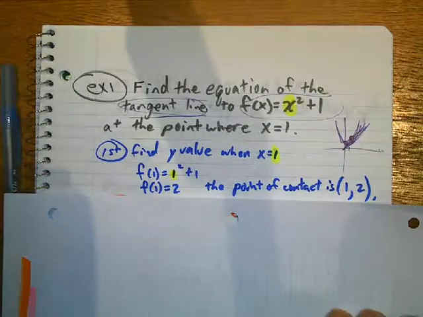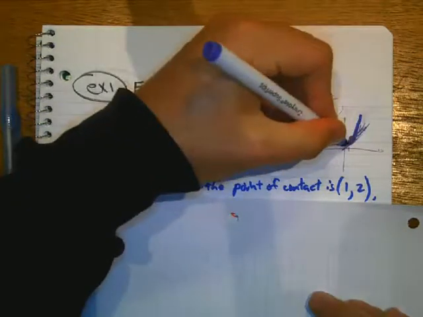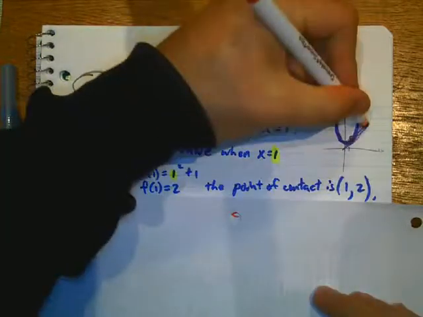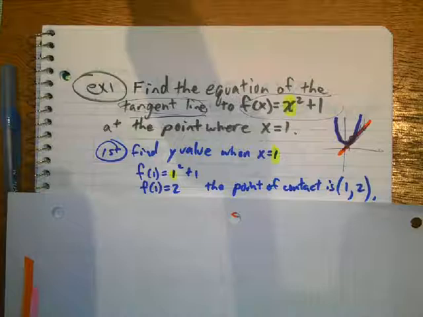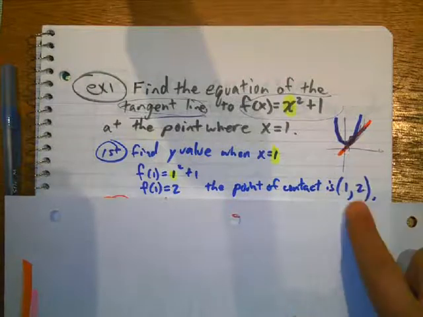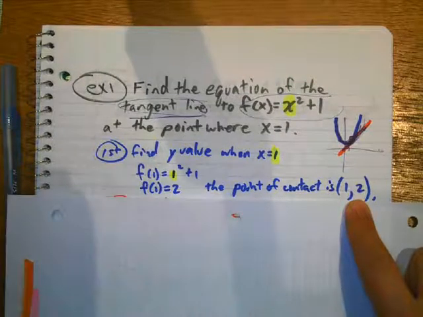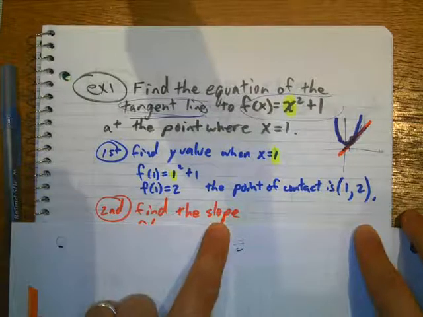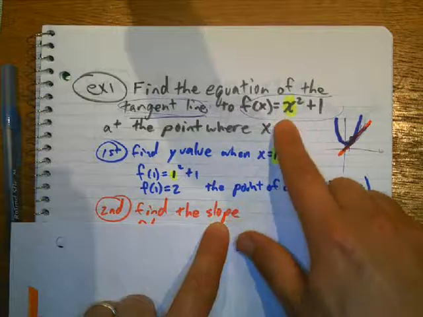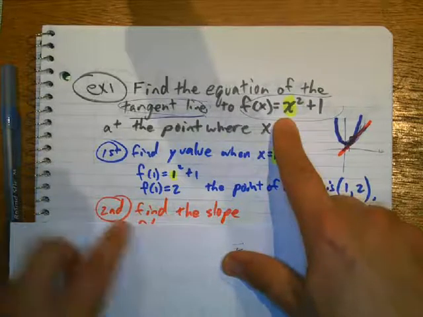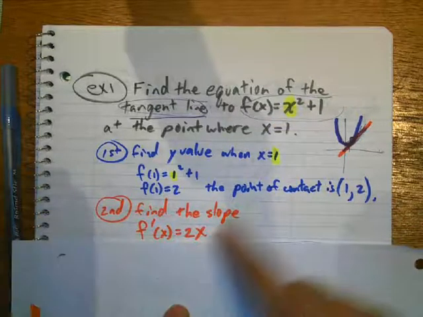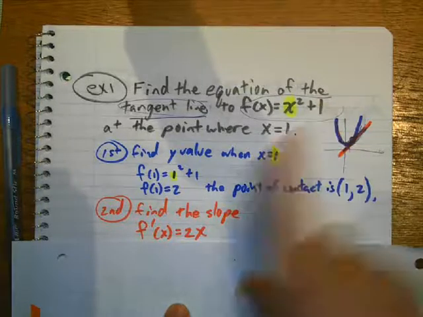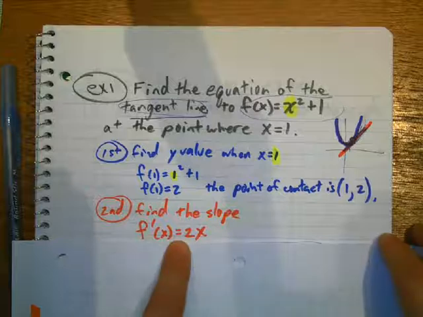Okay, let's draw this a little better. Okay, and we want to figure out this slope. Okay, so we've got this point, 1, 2, and now we need to figure out the slope. So I take the derivative of this, and the power comes to the front and becomes the coefficient. We got 2x, and then the derivative of a constant number is simply 0, so we end up with the derivative formula being only 2x.